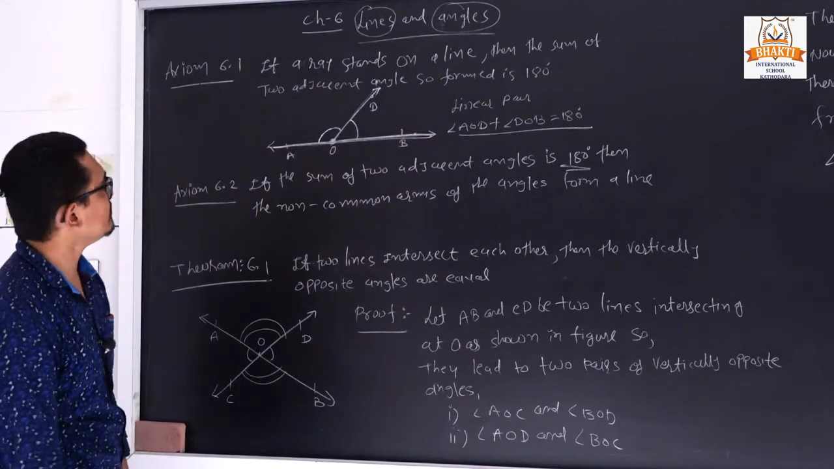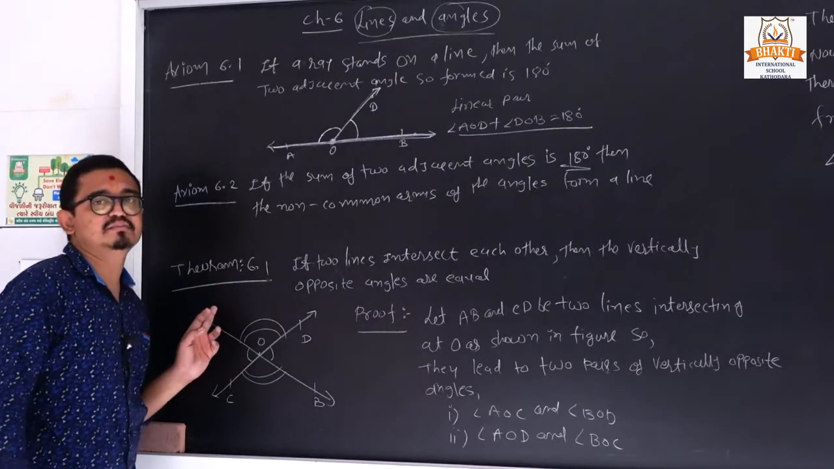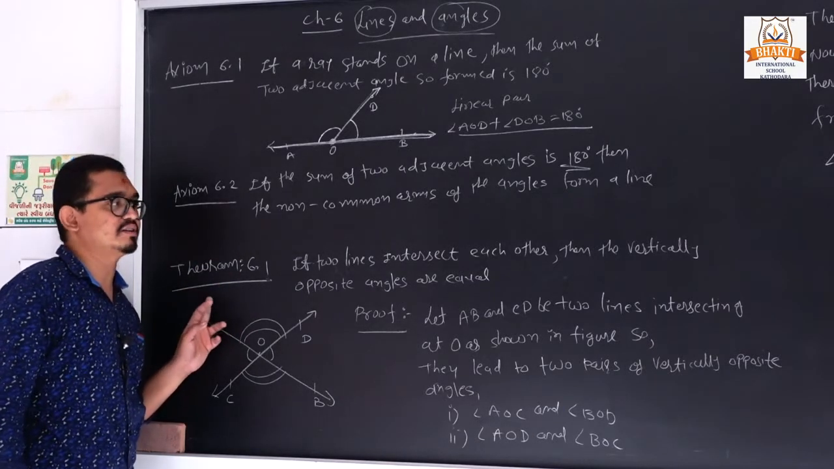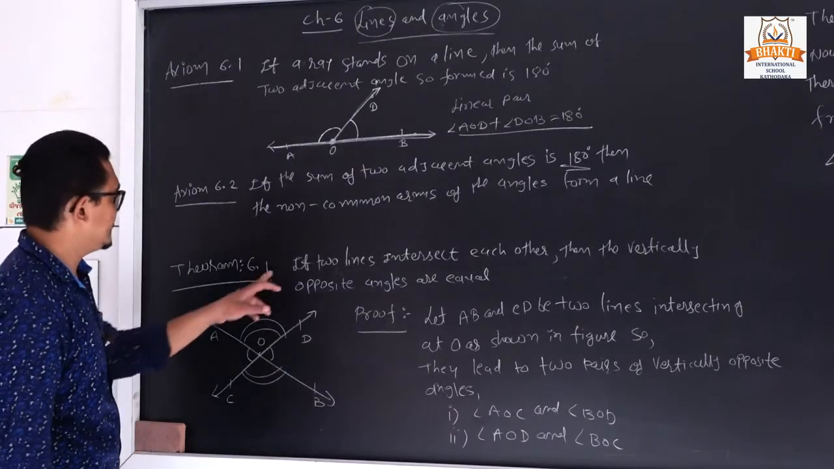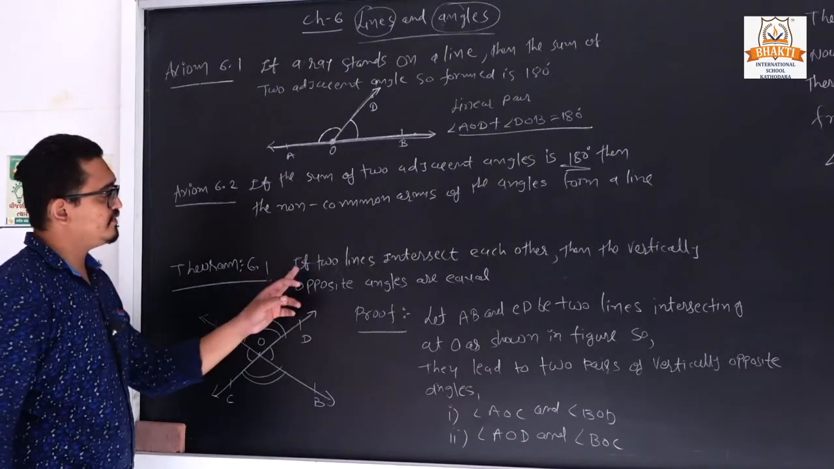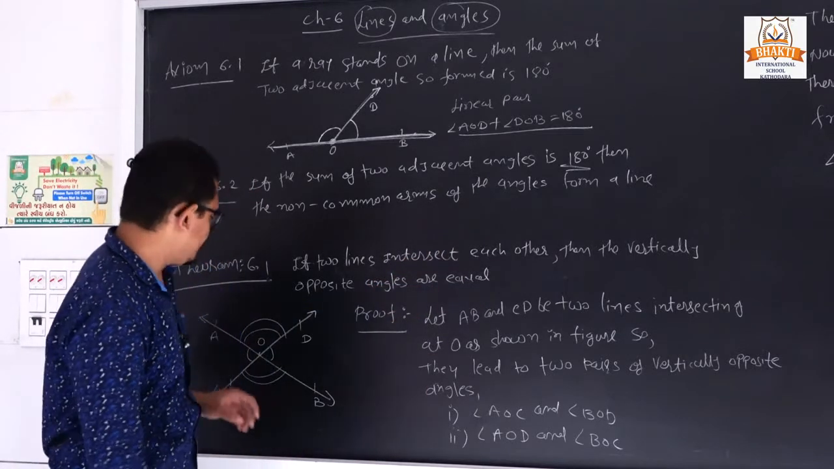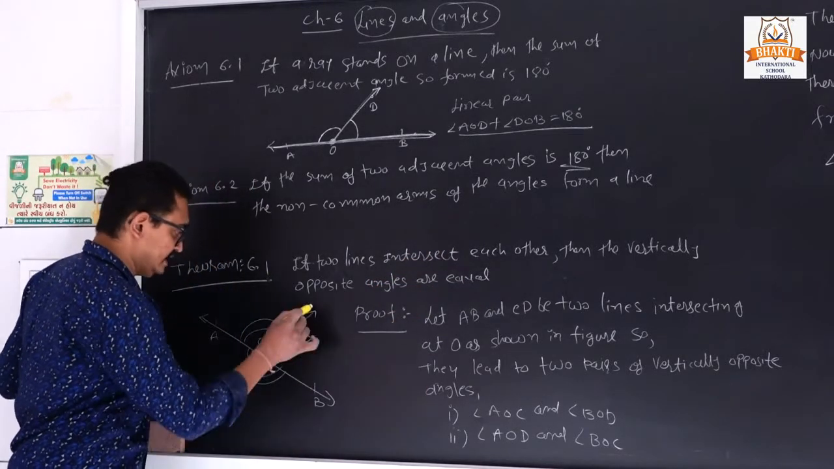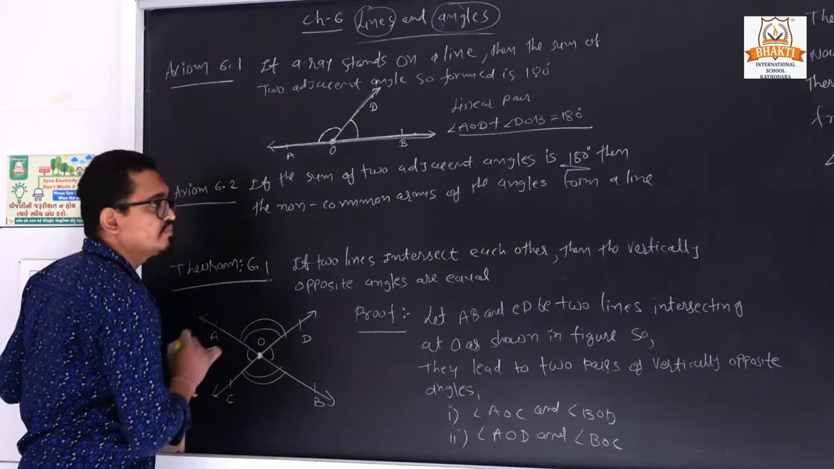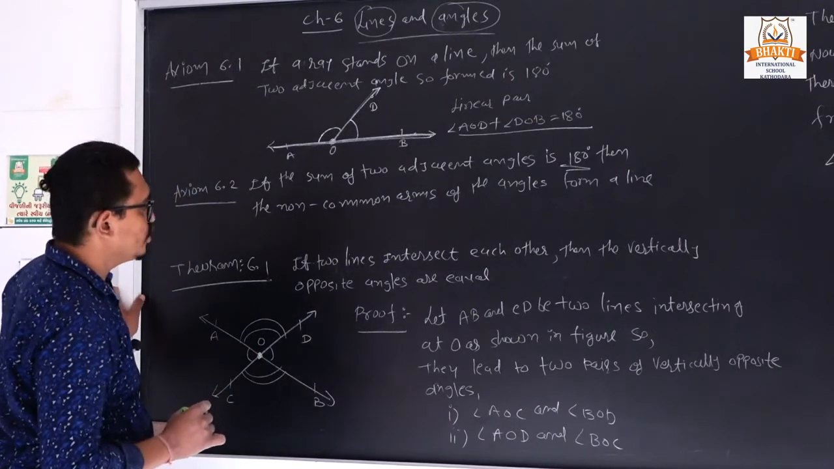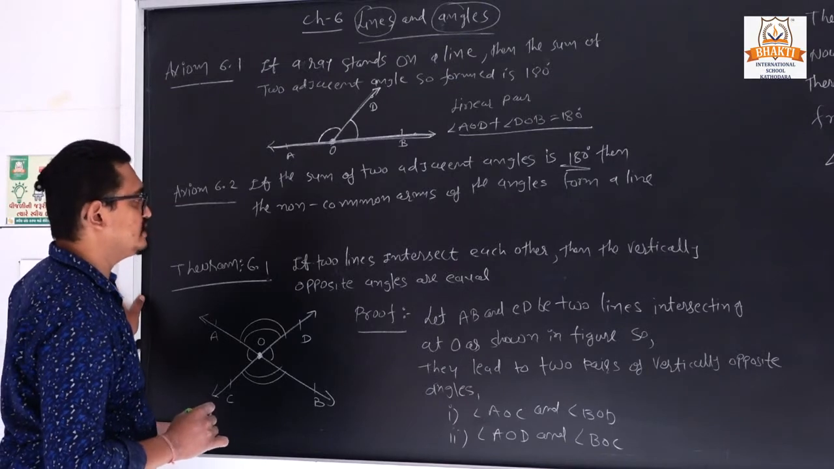Clear? Now we are going to the most important theorem, theorem number 6.1. It is very important. The statement is: if two lines intersect each other. Here we have two lines, AB and the second line CD. They are intersecting at O. If two lines intersect each other, then vertically opposite angles are equal.